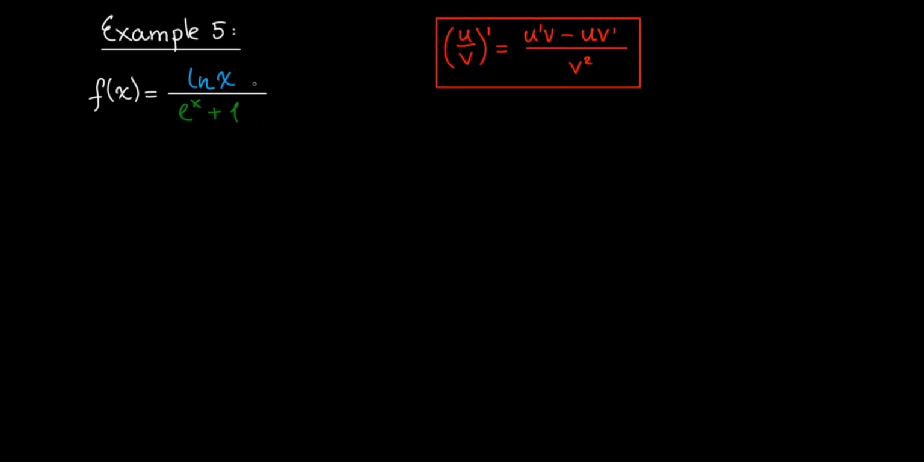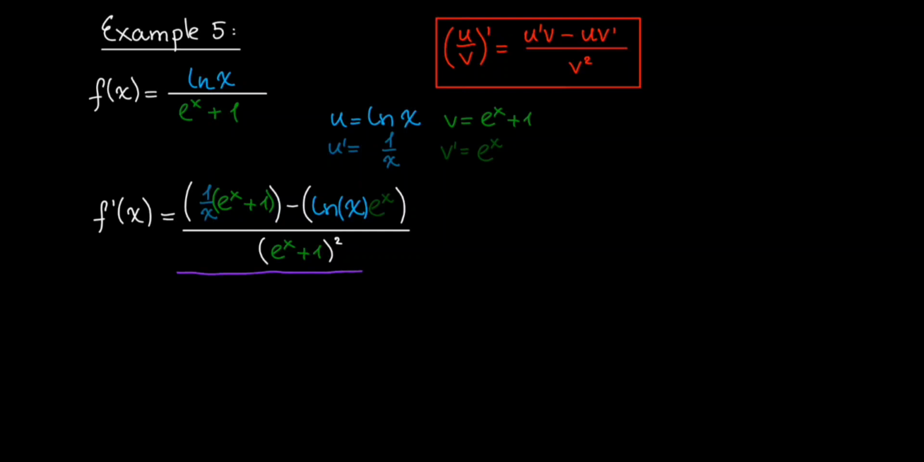So now we need our four components, the u, the v, the u prime, and the v prime. For the derivative of ln x, we know that it's 1 over x. And the derivative of e^x plus 1 is simply e^x. 1 becomes 0 because it is a constant. Now that we have all four components, we can just put them all together. And this massive fraction right here is the expression for the derivative of f. There's basically nothing to simplify, so we can just leave it like this.